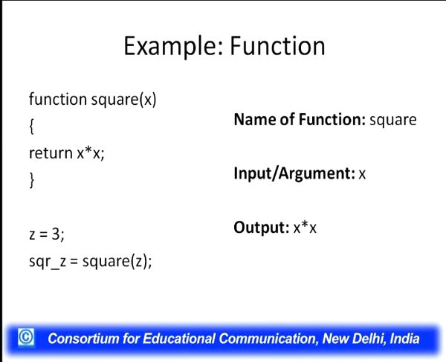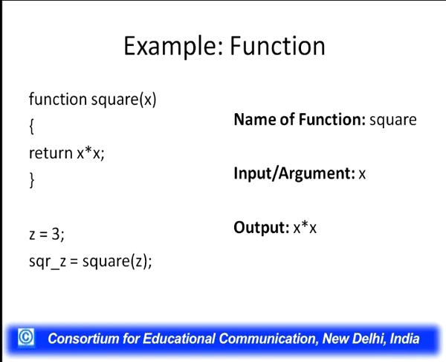Here we can see an example. I have declared a function, the name of the function is square, and it is accepting an argument x. x could be a number, and it returns the value of x square. It is doing x into x, so it returns x into x. So the name of the function is square, the argument that it is accepting is x, and the output which it is giving is x into x.